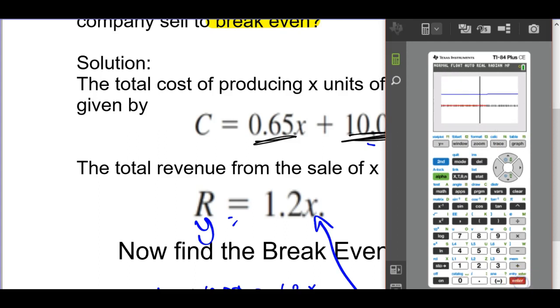And then you can see I want to zoom out a little bit further. So I'll zoom 3. I need to see way further to the right. I'm assuming it's intersecting somewhere over here, right? So I'm going to hit window and look at my X max. It's only going up to 40.